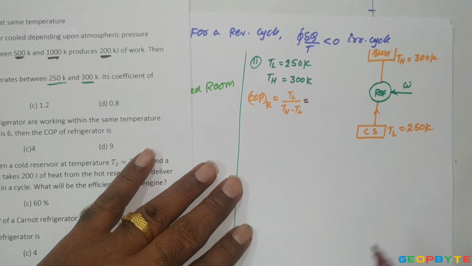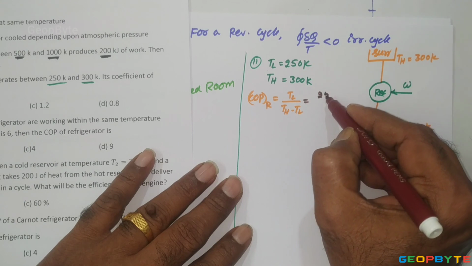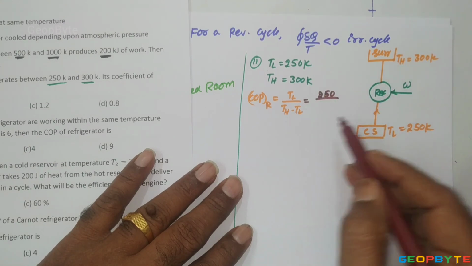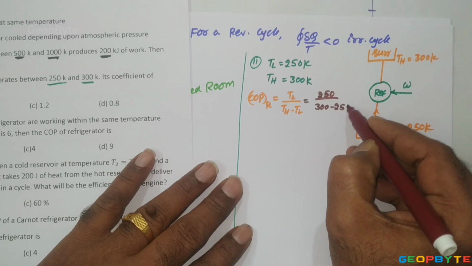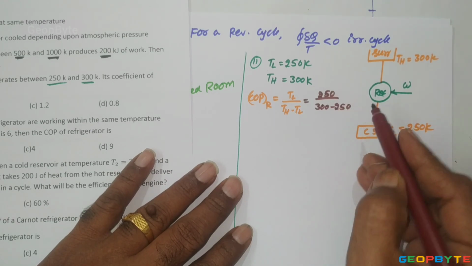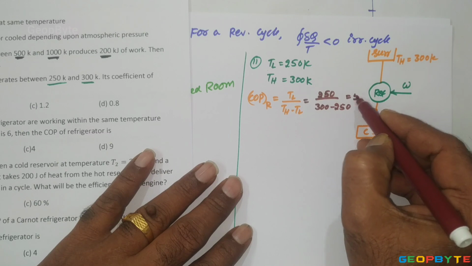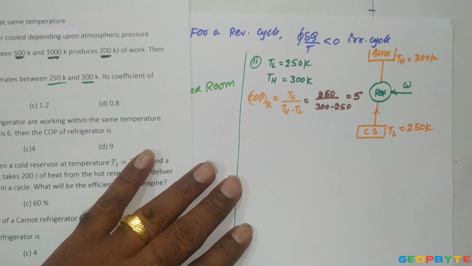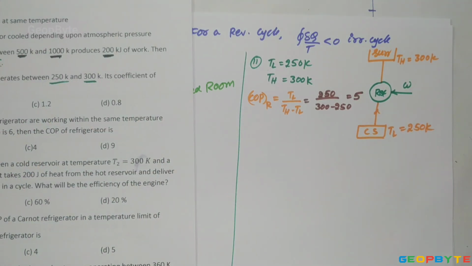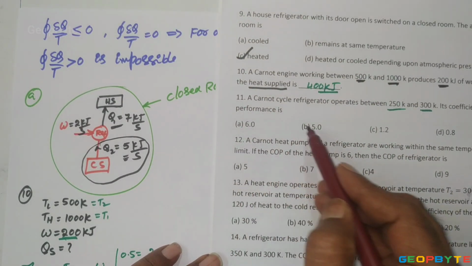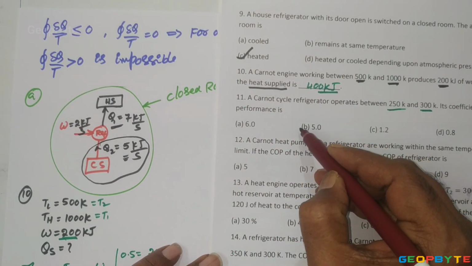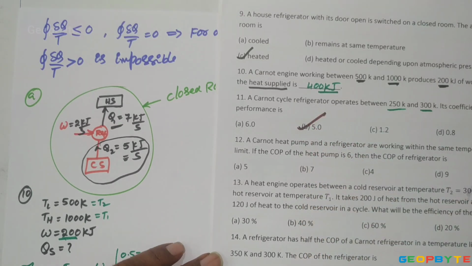Lowest absolute temperature is 250 Kelvin divided by 300 minus 250. 250 by 50 equal to 5. So the COP of refrigerator is 5. For the 11th problem, COP is 5. Option B is correct.